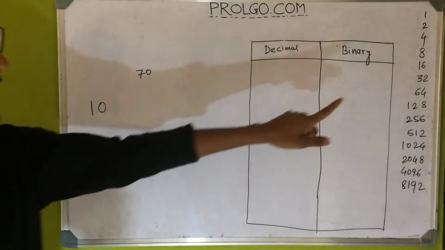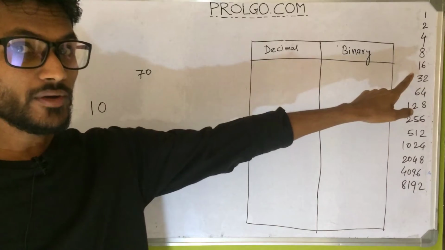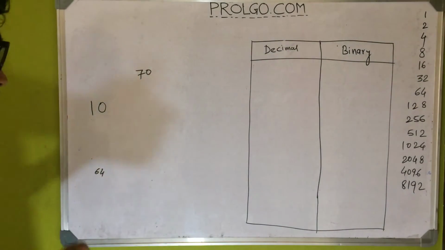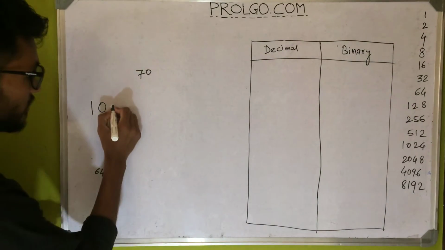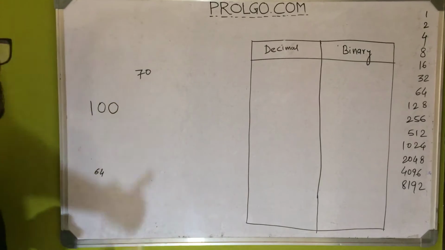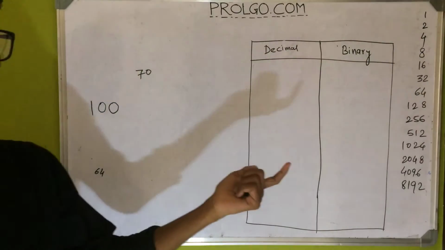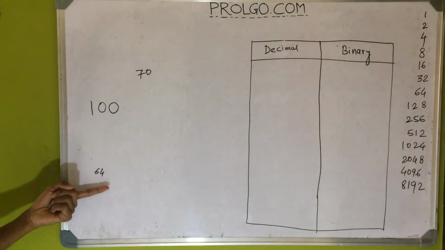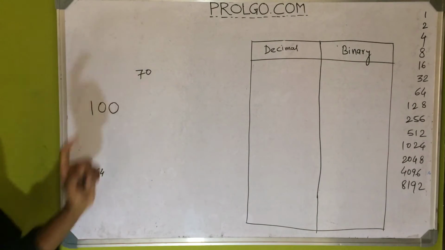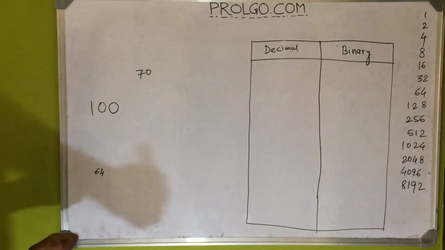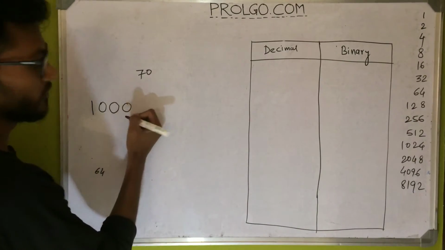Now the next bit is 16. Do you want to add that? No, we also don't want to add that as well. So again we will put this 0. Now the next one is 8. If we add the 8 to 64, that would become 72, but we require 70. So again we will put 0.